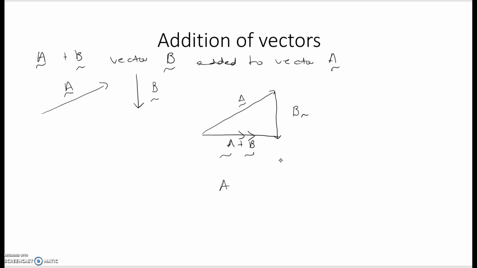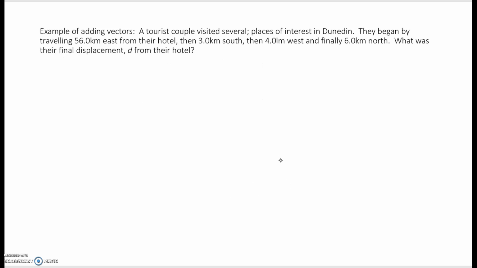So subtraction would be a plus negative b. More on that in a minute. Right, here we have an example of adding vectors.